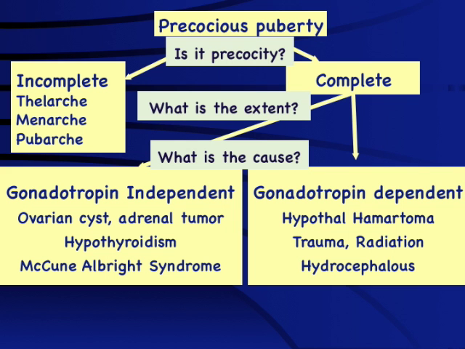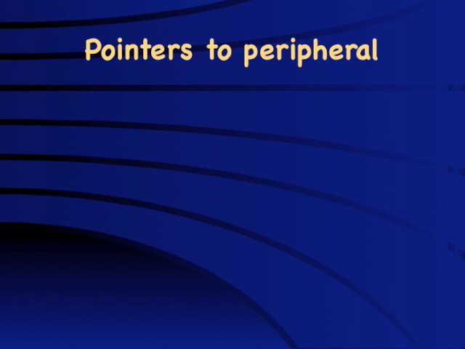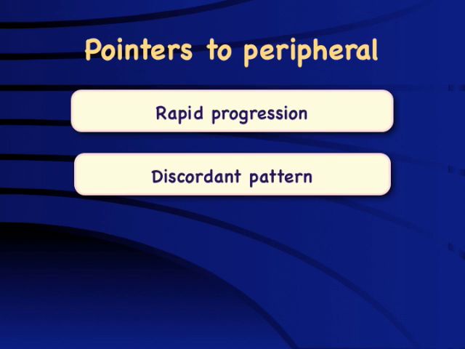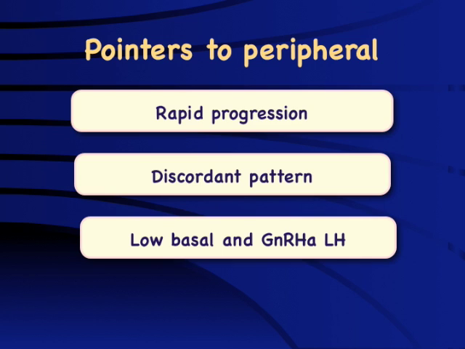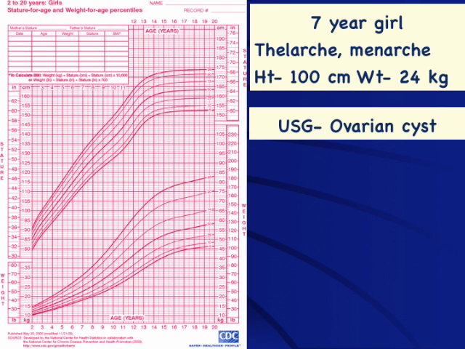So now we know whether it's a complete precocious puberty. The next issue is whether it is dependent or independent, and in this regard we need to look at clinical and biochemical parameters which indicate peripheral precocious puberty. So if it's a rapidly progressive disease which has a discordant pattern in which menarche is happening within 1 year of thelarche and the LH levels are low both basal and GnRH stimulated state, it is indicative of peripheral precocious puberty. So this is a 7-year-old girl who presented with thelarche and vaginal bleeding within 6 months of breast development.